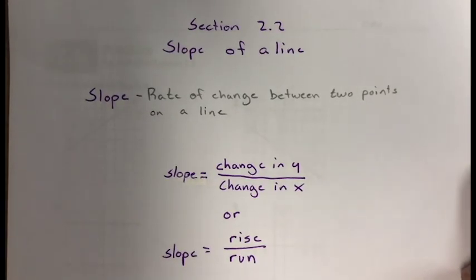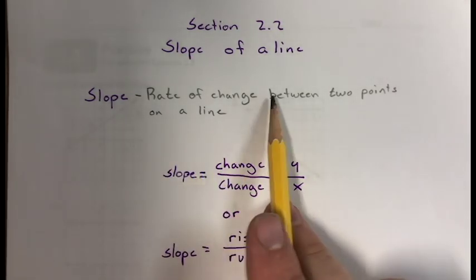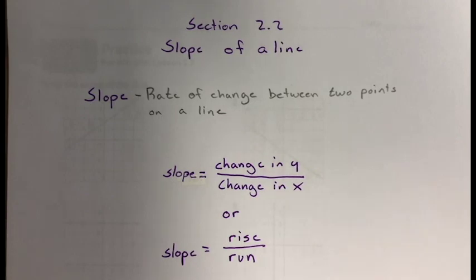All right, so for this section 2.2, we're going to be talking about what's called the slope of a line. Last time I would give you an equation. Your job was to graph that equation by creating a table. Now we're going to be looking at what that line is telling us and what we call slope. And a slope is the rate of change between 2 points on a line.